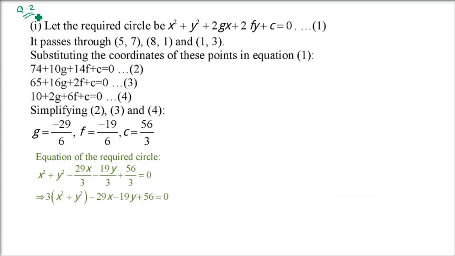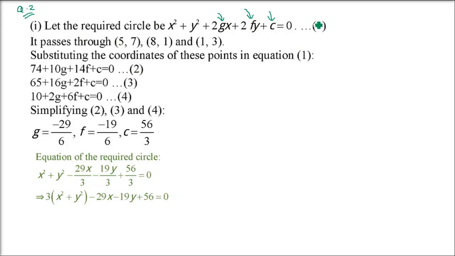Now this is question number 2. Find the equation of the circle passing through the points. Here, all these 4 are exactly similar, so we'll try to solve one of these. We have to find the equation of the circle passing through these points. So what you have to do here is take x square plus y square plus 2gx plus 2fy plus c.